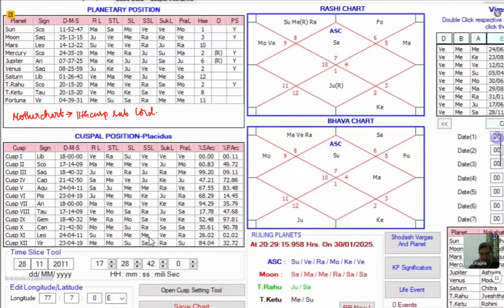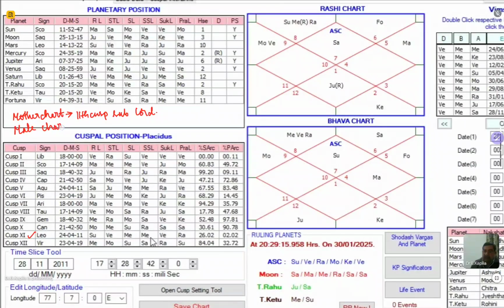It is given in the book. It is already given in the book. Go through the pages of the Kalamsa book, you will find this point. So if it is a female native who is asking about the sex of her child, then it has to be through the 11th cusp, not the fifth cusp. Male chart, fifth; female chart, 11th cusp.